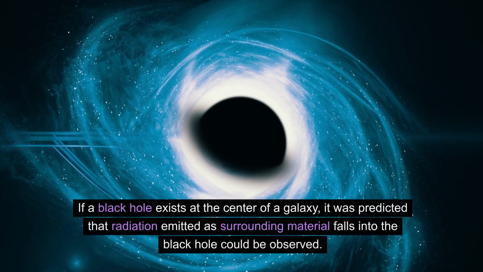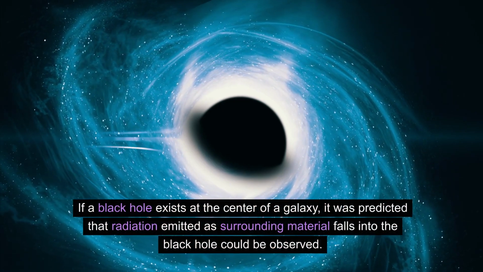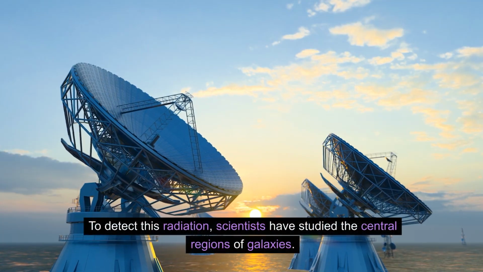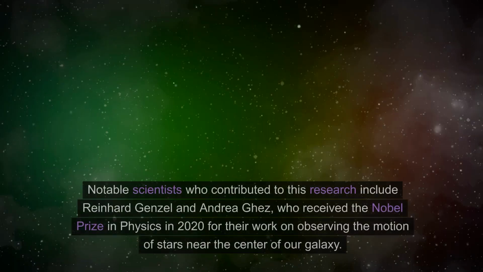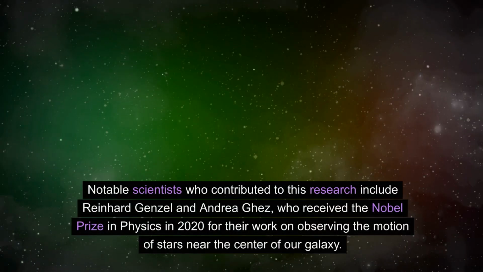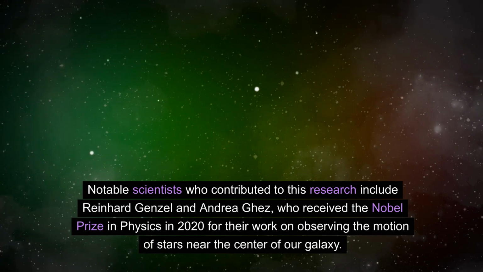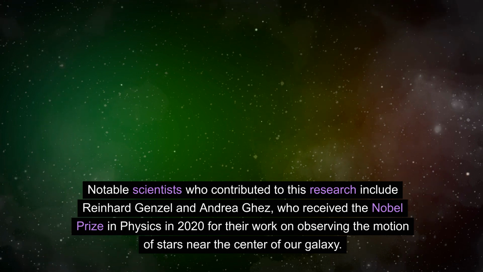If a black hole exists at the center of a galaxy, it was predicted that radiation emitted as surrounding material falls into the black hole could be observed. To detect this radiation, scientists have studied the central regions of galaxies. Notable scientists who contributed to this research include Reinhard Genzel and Andrea Ghez, who received the Nobel Prize in Physics in 2020 for their work on observing the motion of stars near the center of our galaxy.